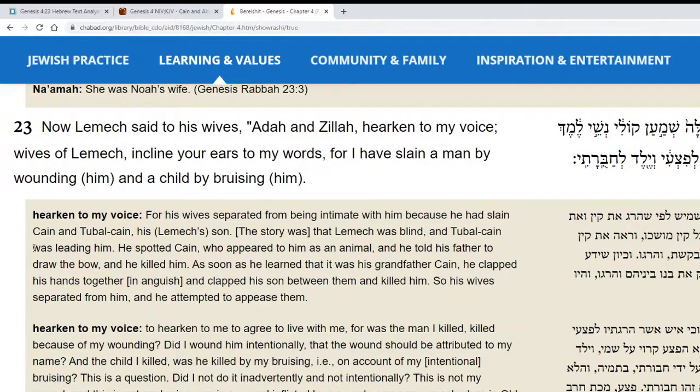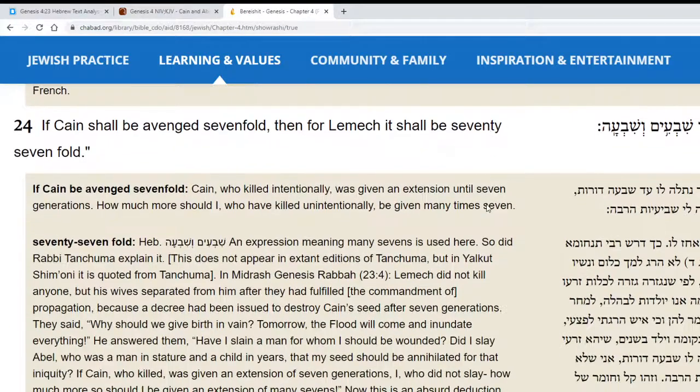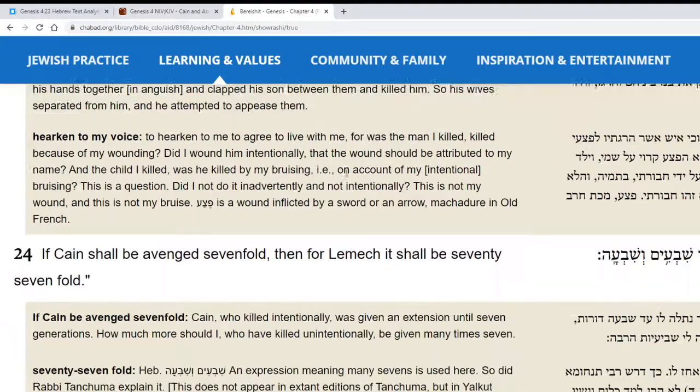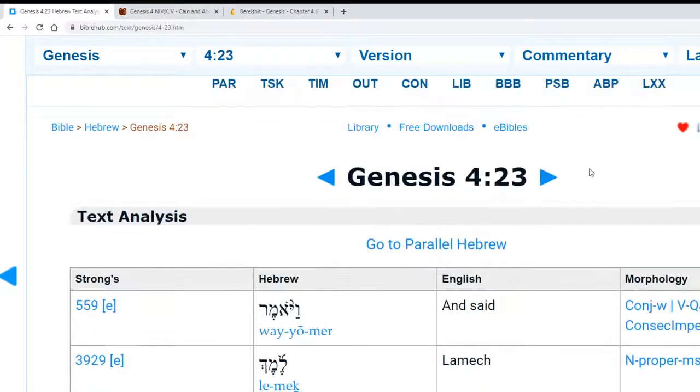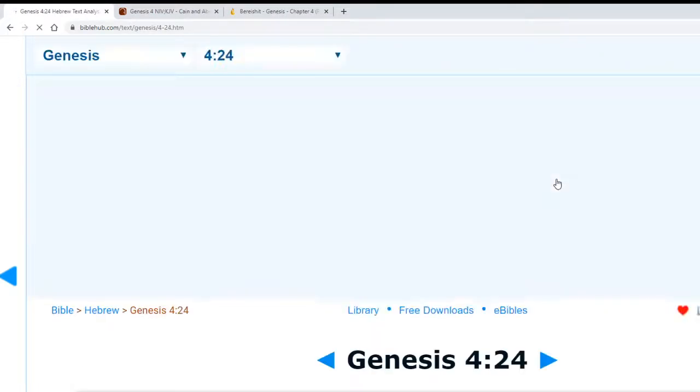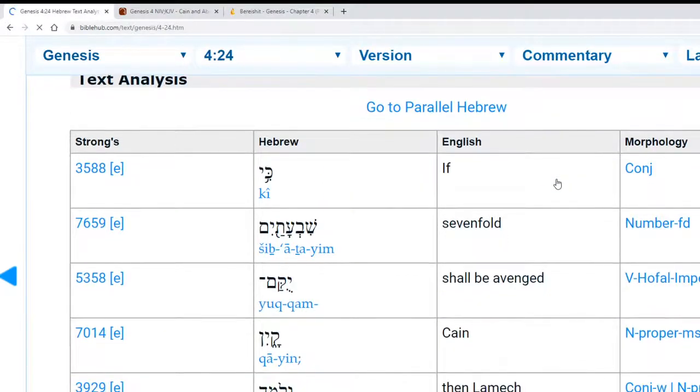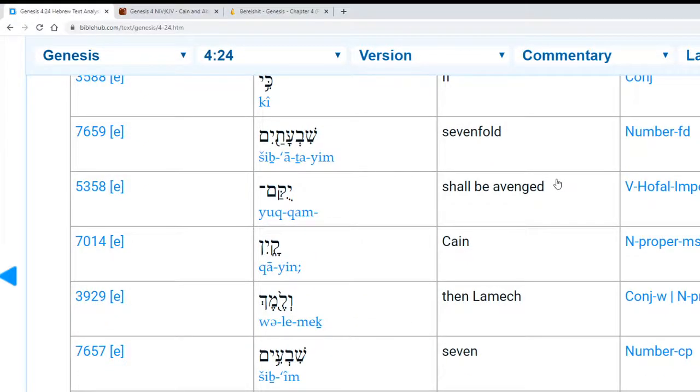And there are Rashis here which explain things which you can look up yourself. Okay. Next verse. Ki shivatayim yukam kayin velemech shivim veshivah.